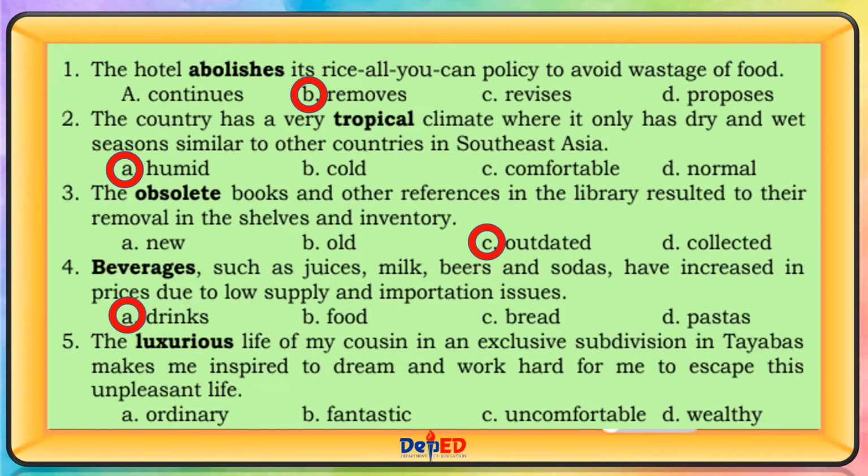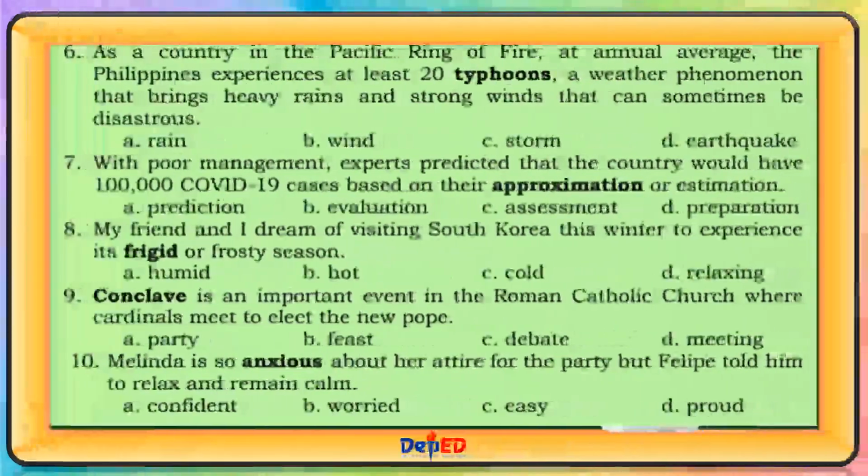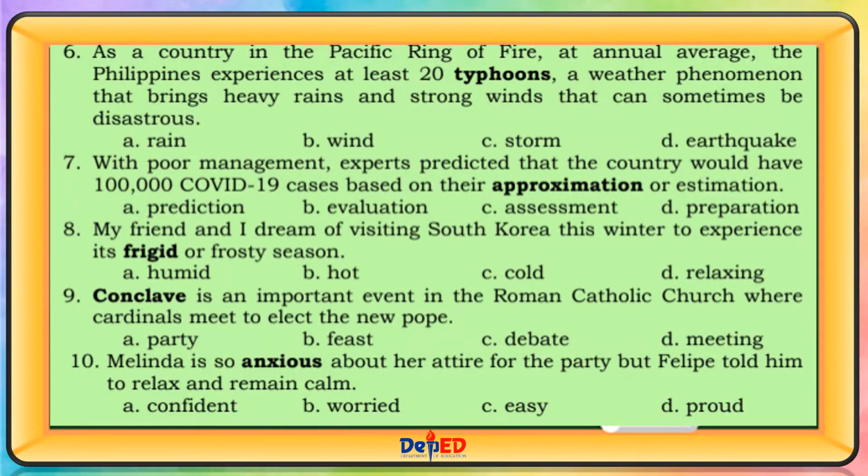Drinks. The luxurious life of my cousin in an exclusive subdivision in Tayabas makes me inspired to dream and work hard for me. The correct answer is letter D. As a country in the Pacific Ring of Fire, at annual average, the Philippines experiences at least 20 typhoons, a weather phenomenon that brings heavy rains and strong winds that can sometimes be disastrous. The answer is C, storm.